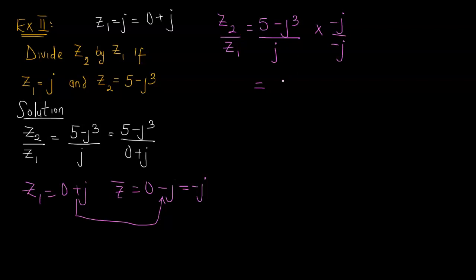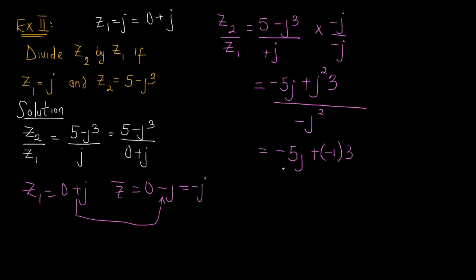So 5 times minus j is minus 5j. Minus times minus is a plus. j times j is j squared. So I've got a 3 here because minus j is minus 1j, and 1 times 3 is just 3. Divided by, so here this is a positive j. Positive times negative is negative. j times j is j squared. So this is negative 5j plus j squared is negative 1.